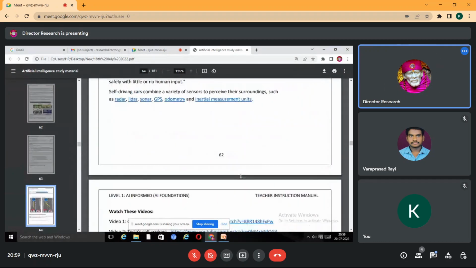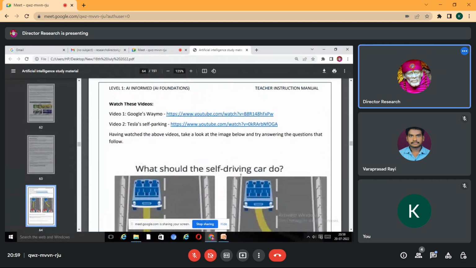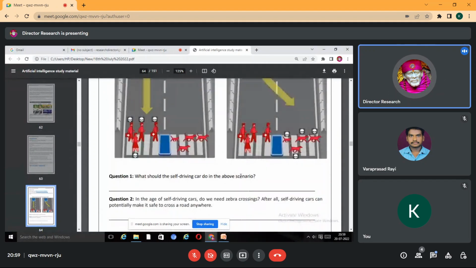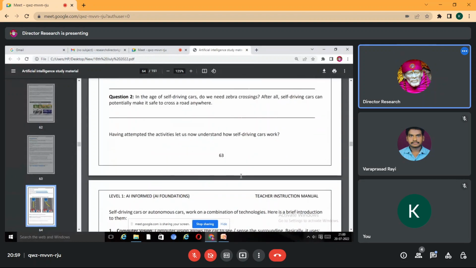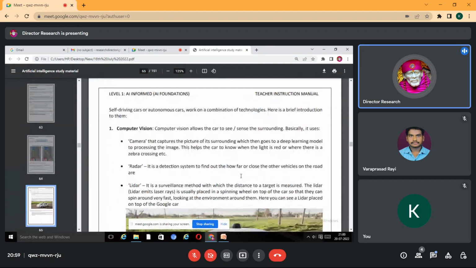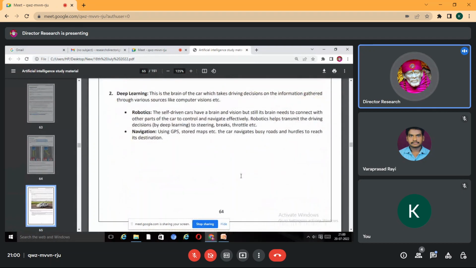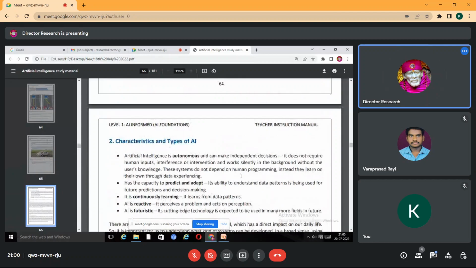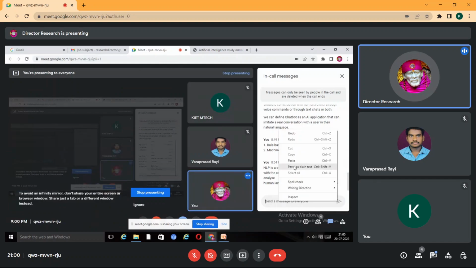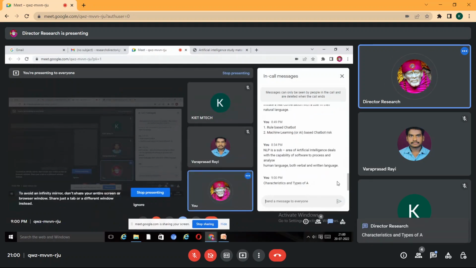Self-driving car. What should the self-driving car do? Computer vision, deep learning, robotics navigation. Characteristics, types of artificial intelligence. This is the conclusion topic in this presentation. Characteristics, types of AI. Here we discussed so many wonderful concepts.